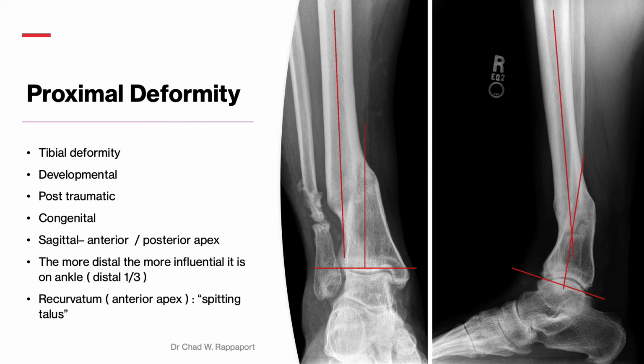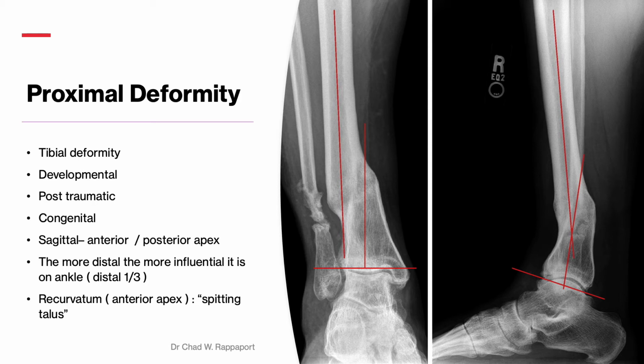Distal to the hip and the knee, but still proximal to the ankle, would be deformity within the tibia itself, which can be developmental, it can be congenital, but most often in our practices is post-traumatic. And although coronal plane deformity within the tibia obviously is possible, more often than not, we're talking about sagittal plane deformity with either the apex being anterior or posterior.